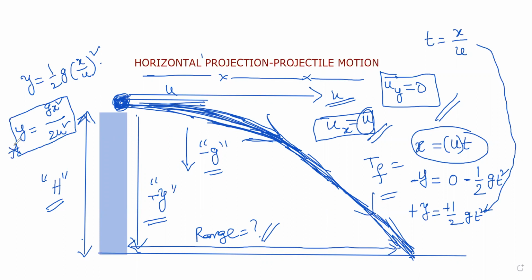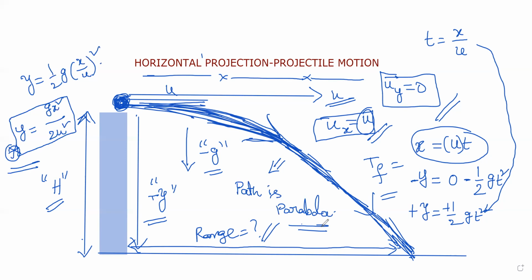This is the horizontal projection, and it follows the path of a parabola. The path is a parabola. So this is what we will do initially. So y is equal to gx square by 2u square.